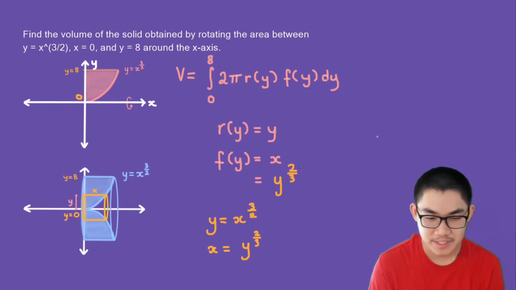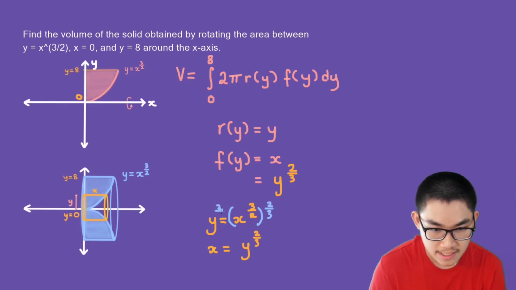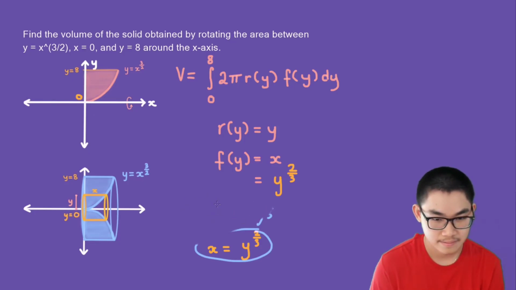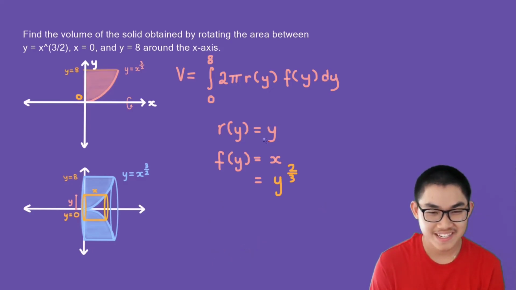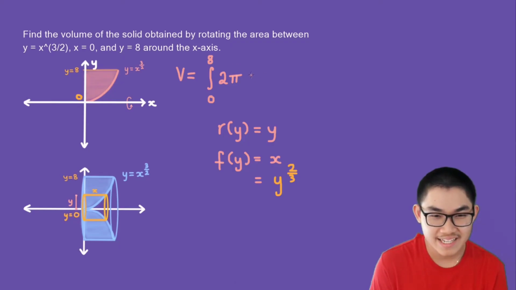Now, before I move on, I just want to explain very quickly how I got from here to here. So if you want to solve for x, all you have to do is just take the power of 2 over 3 on both sides, like this. And after you solve it, this is what you're going to get. So we found the formulas that we need, and let's go ahead and substitute them back into our integral. We know that the radius is just y, and then we also know that the height is going to be y to the power of 2 over 3. And do not forget the d of y.